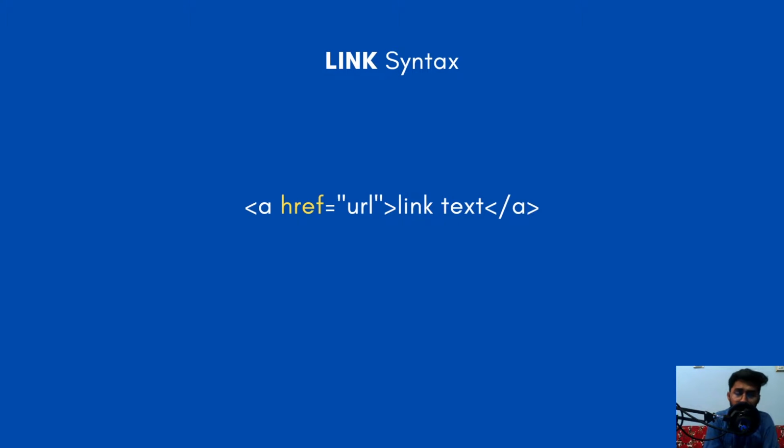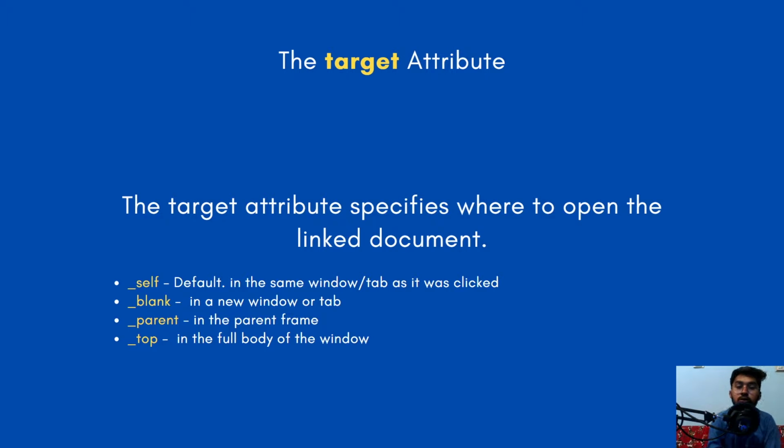There is one more attribute of a link that is really useful because it helps you to specify where to open the link, and that attribute is the target attribute. It helps you to specify where to open your linked document. There are four different values of the target attribute: self, blank, parent, and top. The self value is the default one, and we are going to try these different values so we can see what the difference is between them. So let's see how things work in the editor.